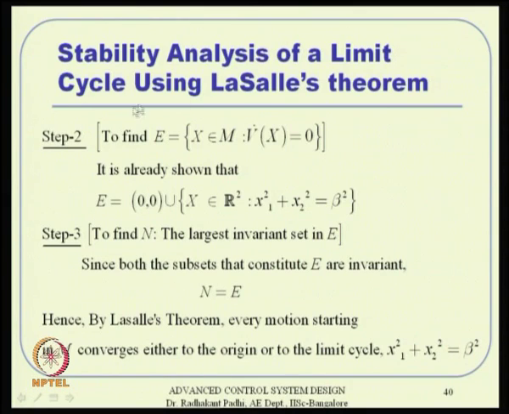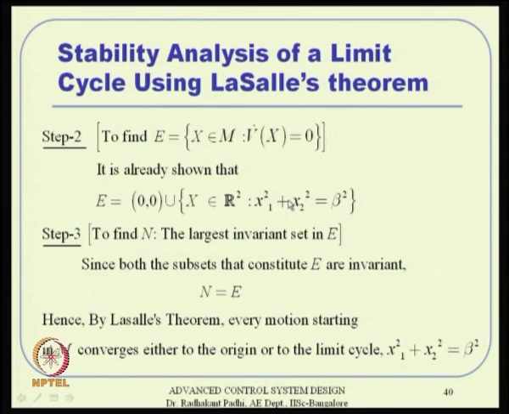Then we have to find a set E for which V dot is equal to 0, and V dot equal to 0 happens either on the equilibrium point or on the limit cycle. So, if I take the union of these two, then obviously E is nothing but the union of those two. Then we have to find the largest invariant set of that, and obviously the largest invariant set is certainly E itself, because if your trajectory starts at the equilibrium point, it stays on the equilibrium point. If it starts on the limit cycle, it stays on the limit cycle also, and the union of that is actually the largest set.